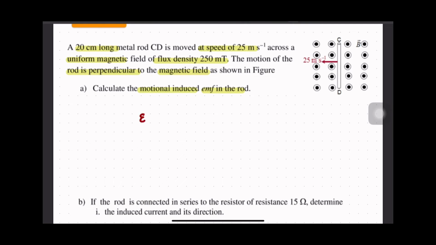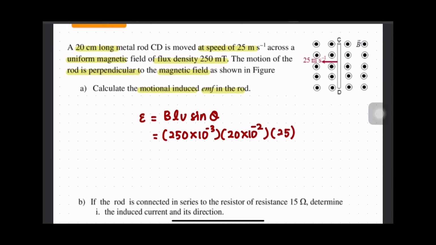So induced EMF is equal to BLV sin theta, because it is a conductor rod moving. So B is 250 times 10 to the power of negative 3, L is 20 cm, which is 20 times 10 to the power of negative 2, and then V is 25 meter per second, sin 90. Okay, so we get the value of induced EMF as 1.25 volt.